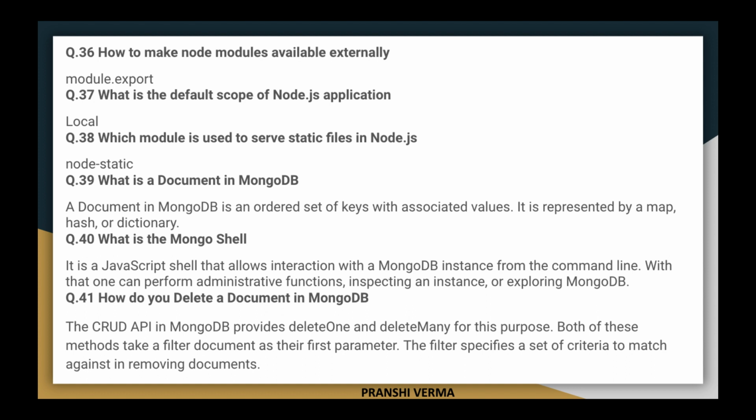Answer is in Node.js. The default scope of an application is the module scope. In other words, every module in Node.js has its own scope, and any variables or functions defined in one module are not automatically accessible in another module. This means that in order for one module to use the functionality of another module, it needs to explicitly import or require that module using the require function.